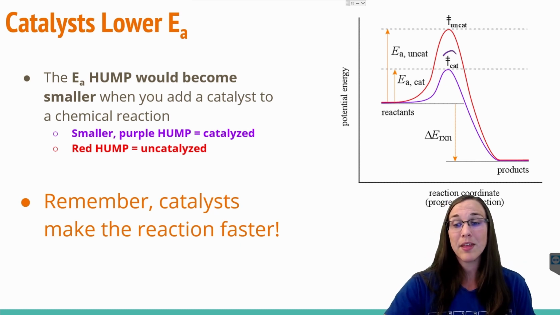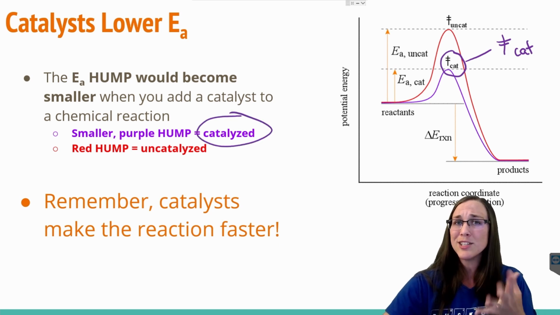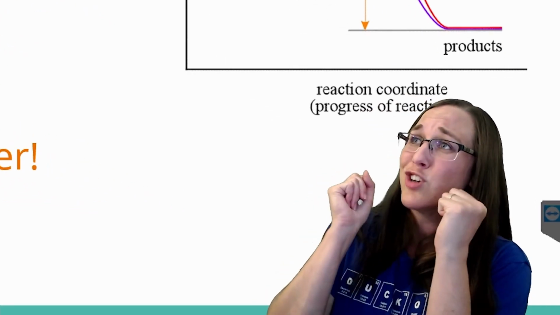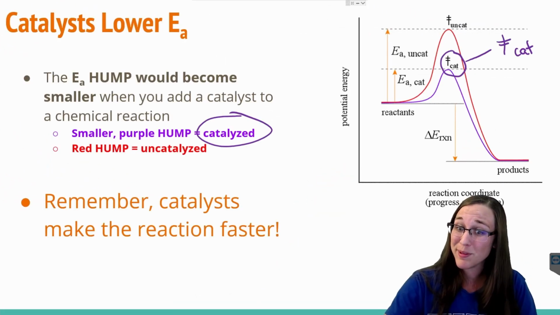You're going to have something like this where there's a little symbol like that at the top of the hump with cat, and that means that it was literally catalyzed. You inserted a coach into the chemical reaction to cheer it on. Go faster! But remember, it didn't get used up in the reaction.